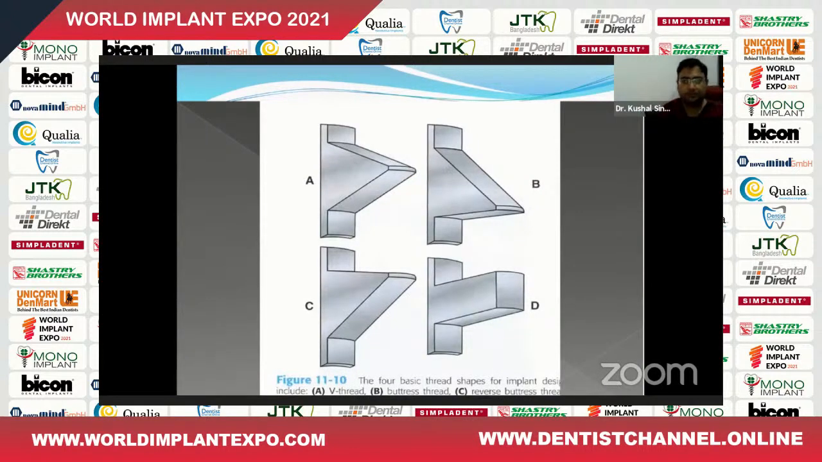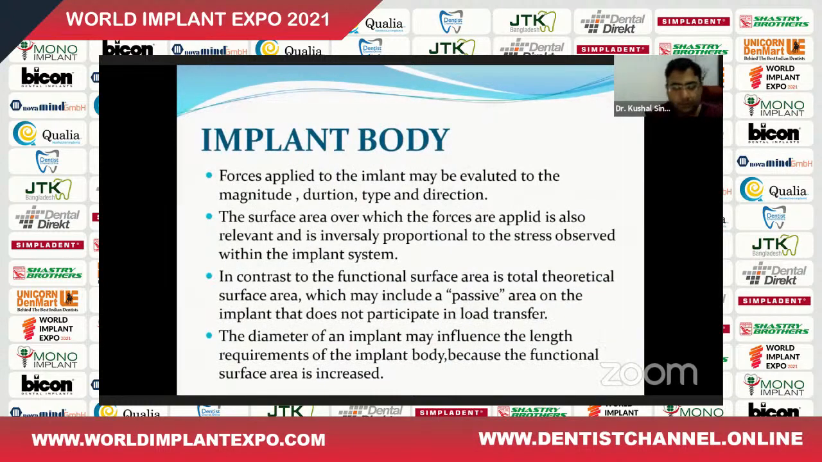These are the four basic shapes of implant design, which we usually use nowadays. Now we'll talk about the implant body. The forces applied to the implant may be evaluated by magnitude, duration, type, and direction. The surface area over which the forces are applied is also relevant, and it is inversely proportional to the stress observed within the implant system. In contrast to the functional surface area is the total theoretical surface area, which may include a passive area on the implant that does not participate in the load transfer.